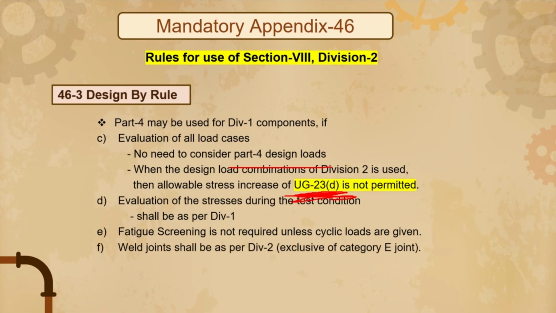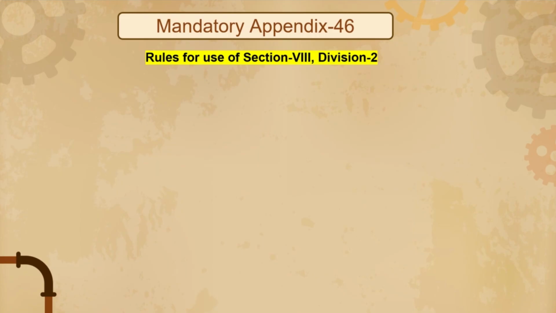And next one is weld joints shall be as per Division 2 only, exclusive of category E joints. In Division 1 we have 4 categories, right? A, B, C, D. So there is no category E. That's why in Division 2 also we are not considering category E, but we are considering Division 2 weld joint categories only. So that's all about the Division 2 design by rule method, guys.